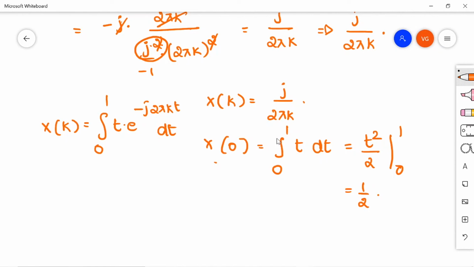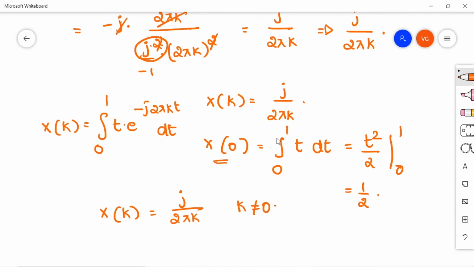So x of 0 you have, and also x of k. x of k is accepted except k equal to 0, right? For that only I am finding x of 0 separately. So you write down the complex Fourier coefficient. x of k is equal to j by 2 pi k when k is not equal to 0.